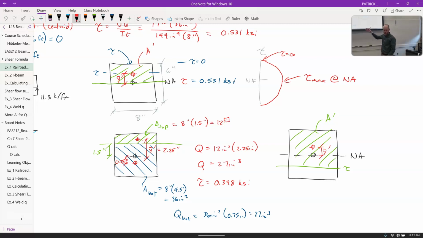So the general shape is a curved shape. Shear stress goes from zero at the edges to max at the neutral axis. And this is a consistent curved shape because the thickness of our cross-section is constant throughout.